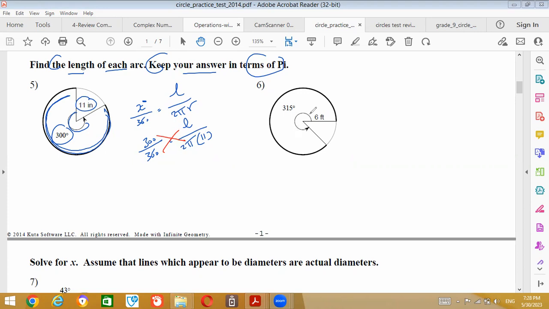Okay, the next one, the same. You will make 315 over 360 equals length of arc over 2 pi times 6, and then cross product.